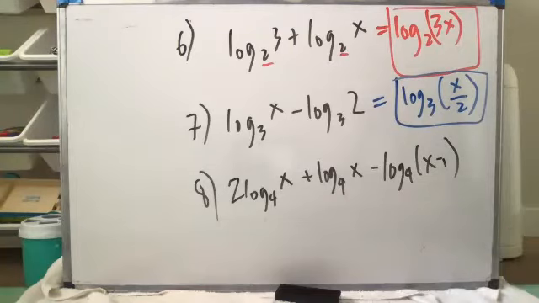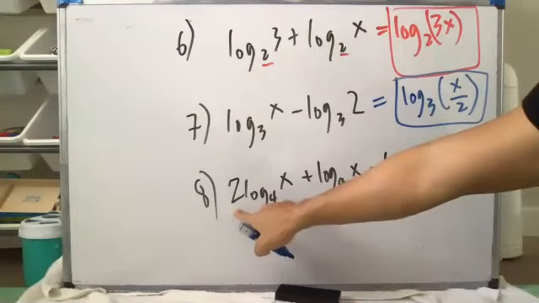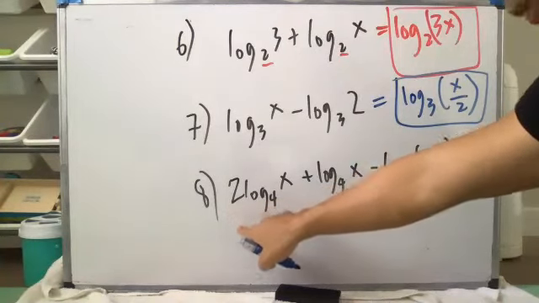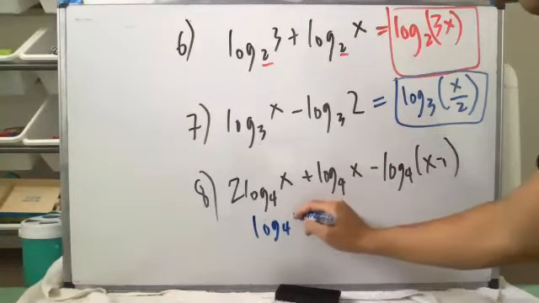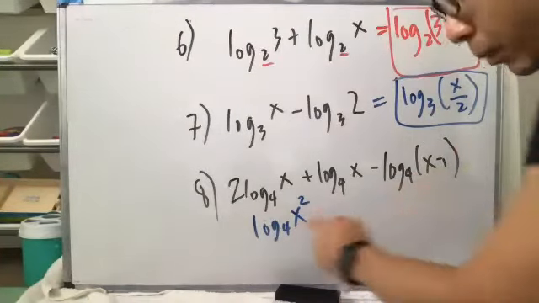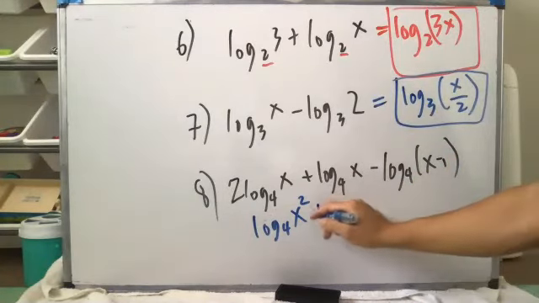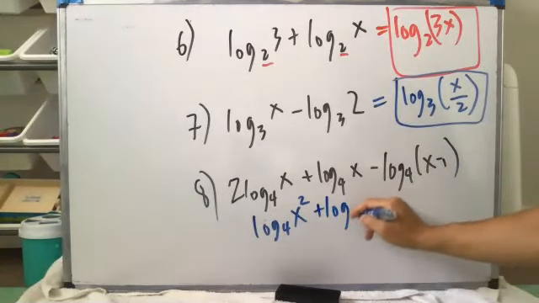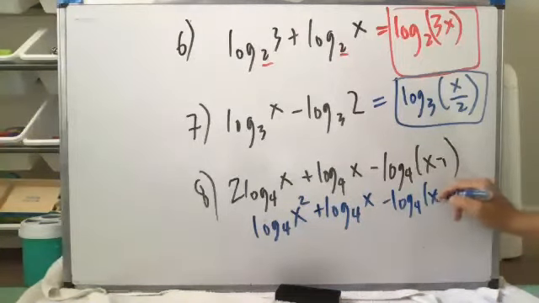All right, the last one, same idea. This time we have addition and subtraction. So, we also have this 2, right? So this 2, first thing I want to do is bring this 2 inside. So this is going to be log base 4 of x squared. You guys see that? Multiplication becomes an exponent inside, yeah? And let me just write the rest. Log base 4 of x minus log base 4 of x minus 1.